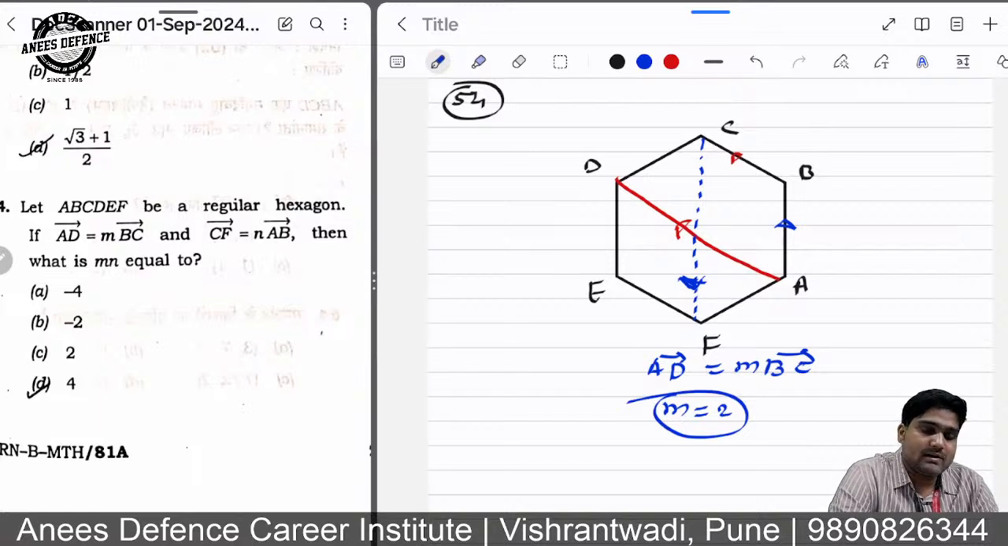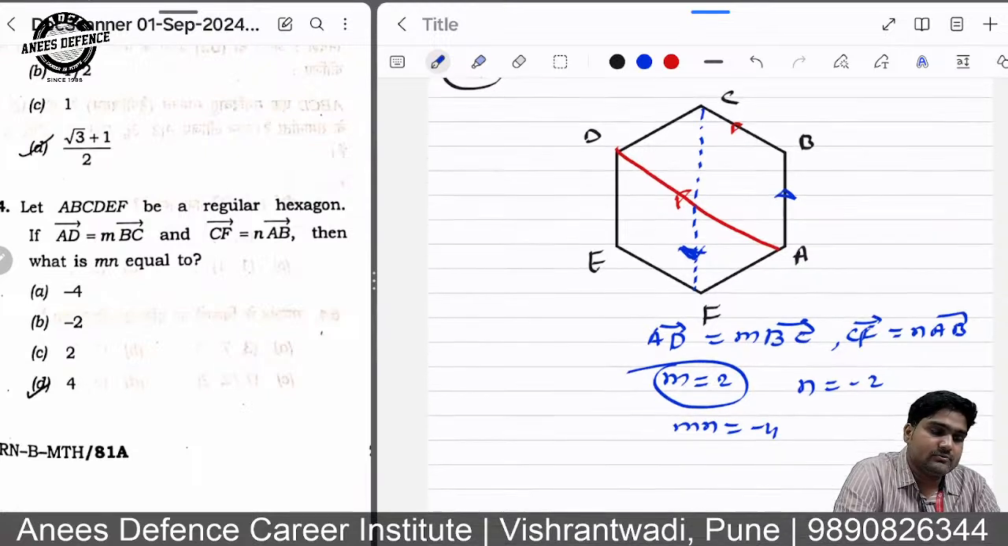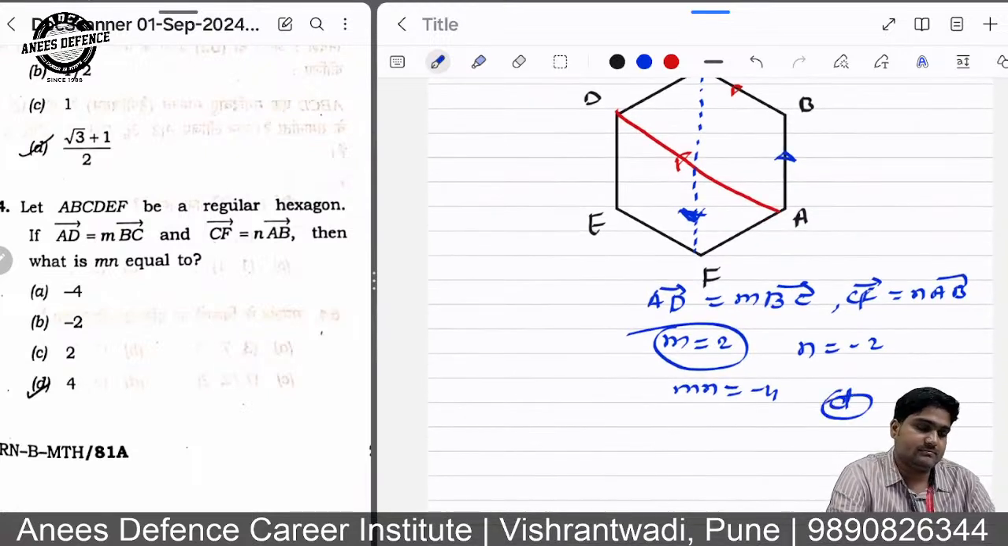CF and AB are anti-parallel, so N is minus 2. Now we need to calculate the value of MN. So 2 into minus 2 is minus 4. The correct answer for question number 54 is option D.